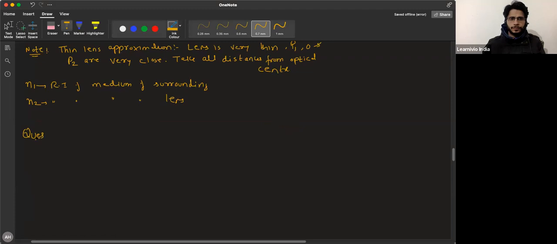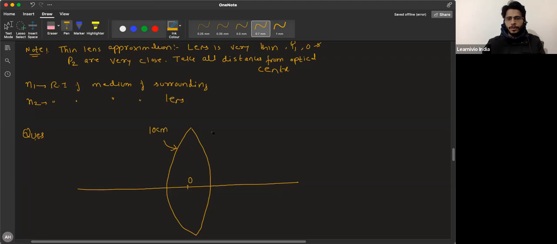So you have a double convex lens given. This is the optical center. The radius of curvature of this face is 10 centimeter. The radius of curvature of this face is 20 centimeter. Refractive index of the surrounding is 1, N1 is 1. Refractive index of the medium of lens is 1.5. Calculate its focal length.